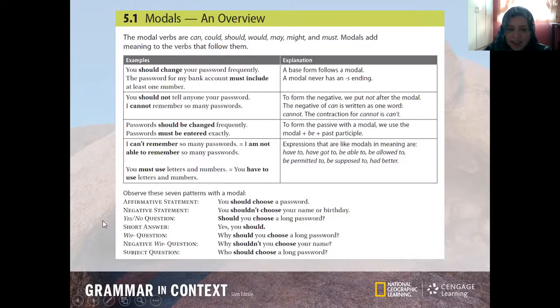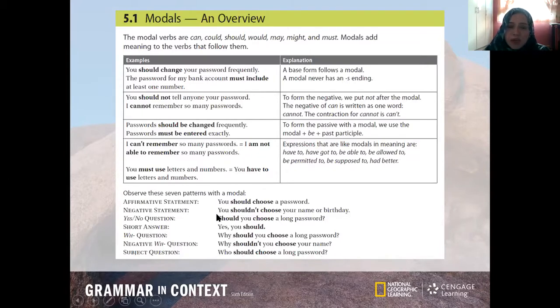If you look at the affirmative statement: you should choose a password. Negative statement: you shouldn't choose your name or birthday. Yes or no question: should you choose a long password? Short answer: yes, you should. WH question: why should you choose a long password? Negative WH question: why shouldn't you choose your name? Subject question: who should choose a long password?